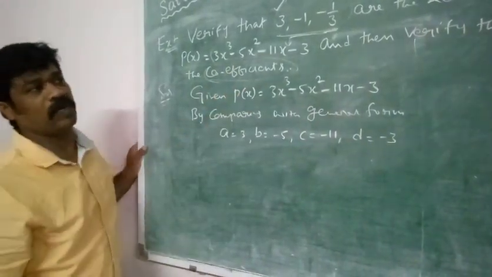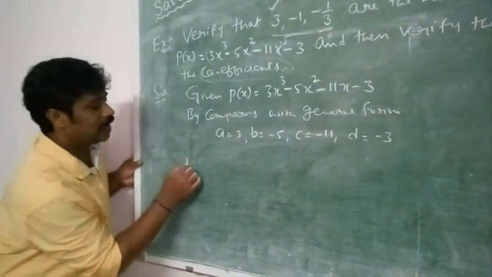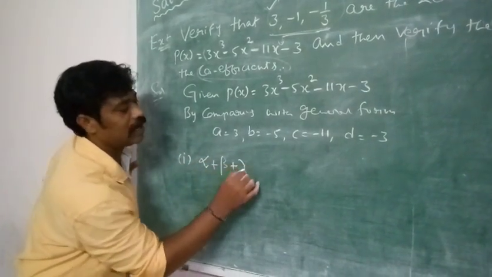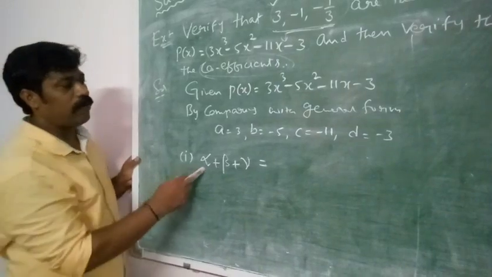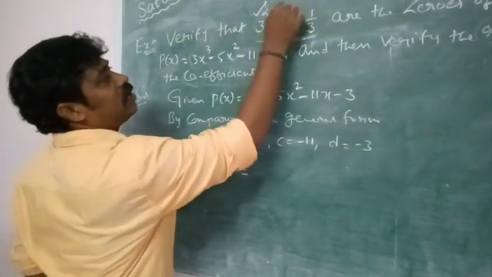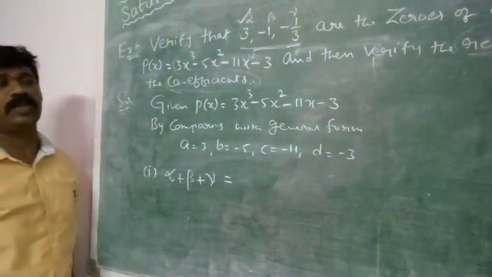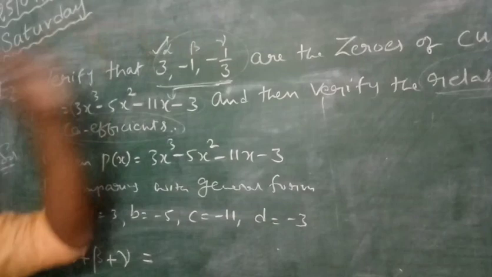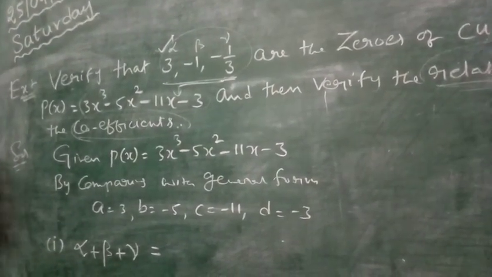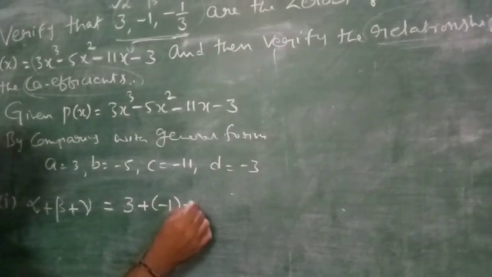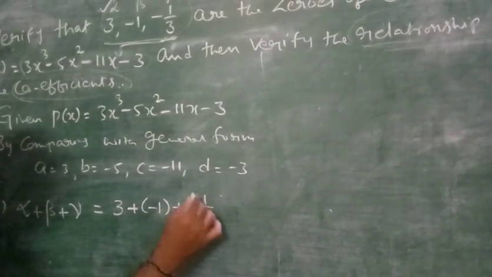Now we have to find the second one, that is we have to find the relations. In that, the first one is the sum of zeros, alpha plus beta plus gamma, its value. Here we take this as alpha, this as beta and this as gamma. So they are the zeros. If you add all these three, we get 3 plus minus 1 plus minus 1 by 3.